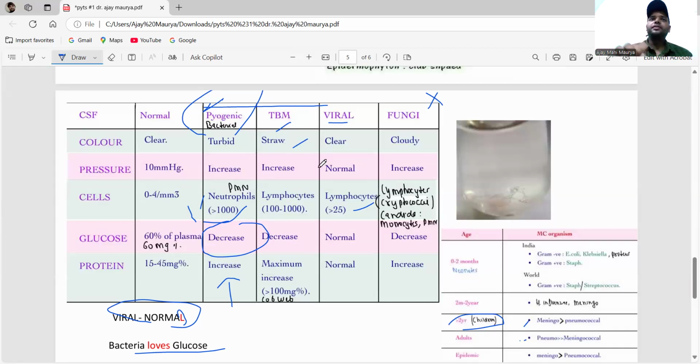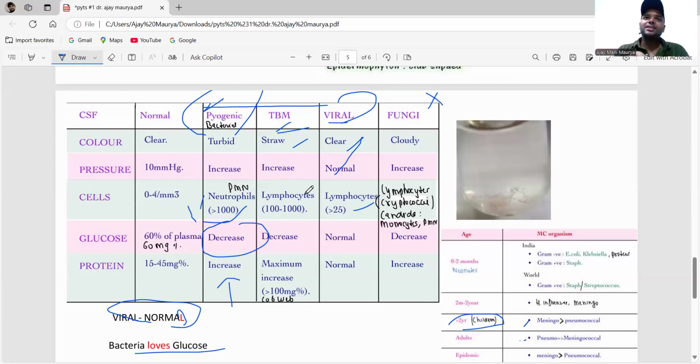You have to differentiate between TB versus viral. I told you that in viral, all are normal. Viral color is clear. It is all normal except the lymphocytes. See, very easy to rule out the viral.